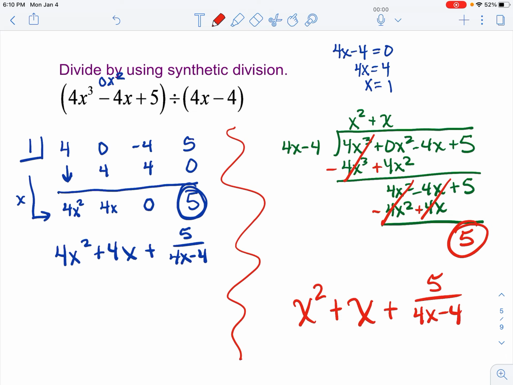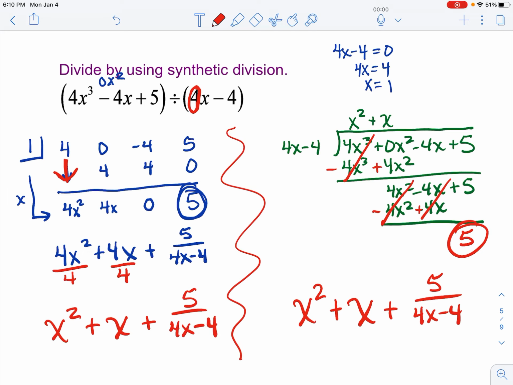Now if you notice, these answers are different. Well, on synthetic division, you always have to pull down that first coefficient, so it's never going to become a smaller number. So since I have this 4 in front of my x, I have to take my answer and divide by 4, which will give us the x squared plus x plus 5 over 4x minus 4. And now our answers are the same. So anytime you have a number in front, you have to divide your answer at the end by that number.